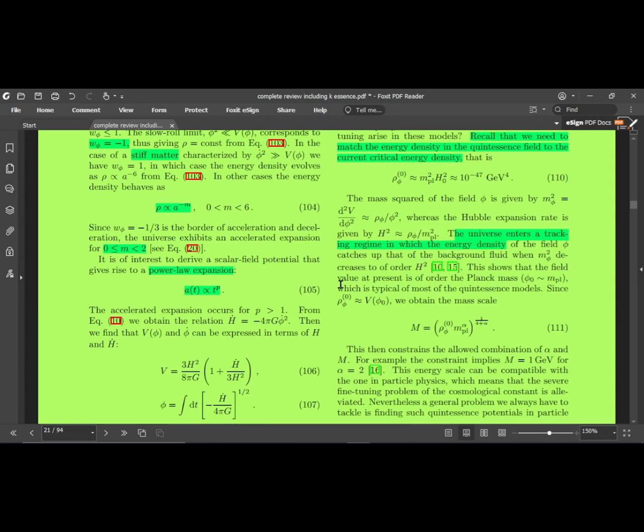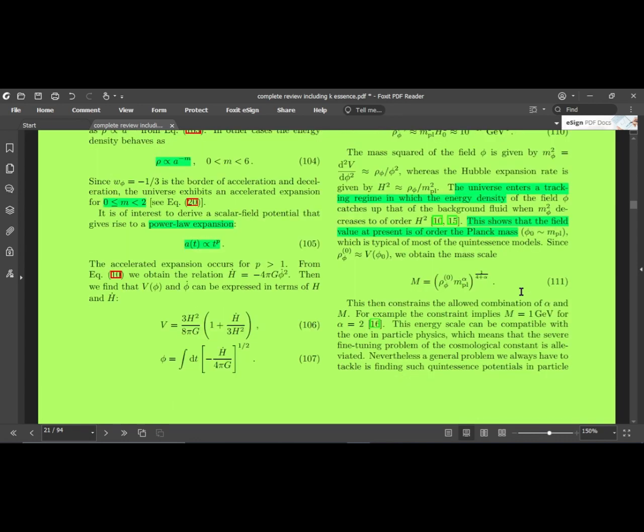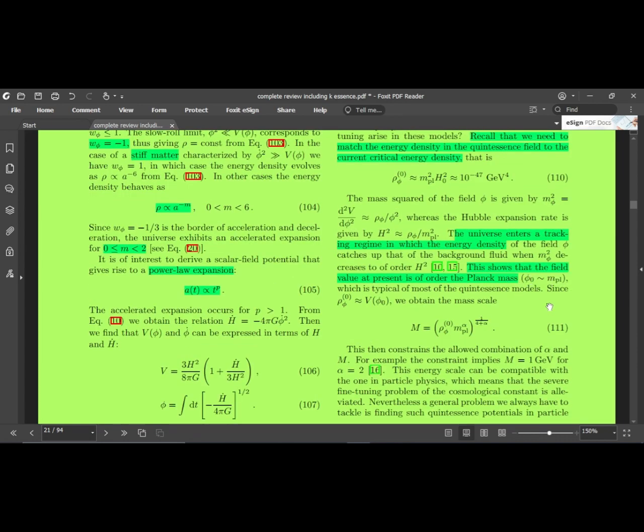This shows that the field value at present is of the order of the Planck mass. So the field value is basically of the order of the Planck mass, which is typical of most quintessence models. So in the quintessence model, whatever the φ is, it has a huge Planck mass and so on.